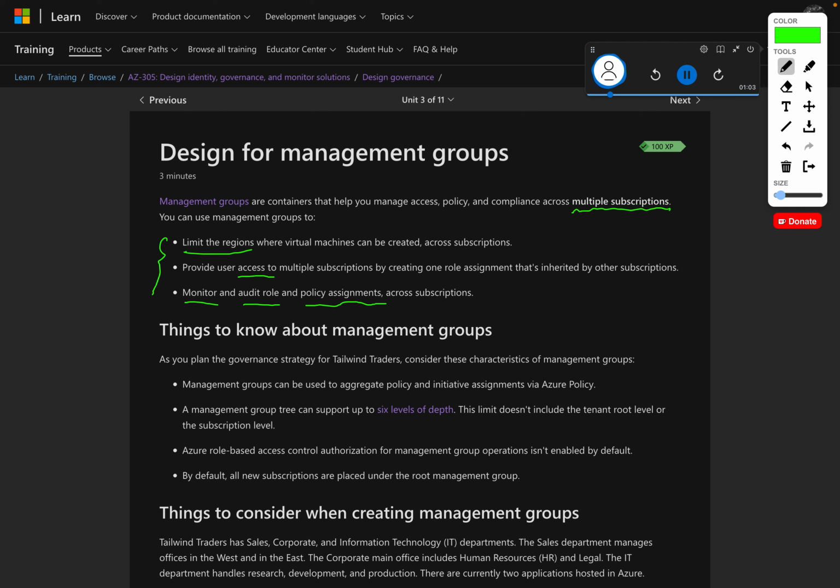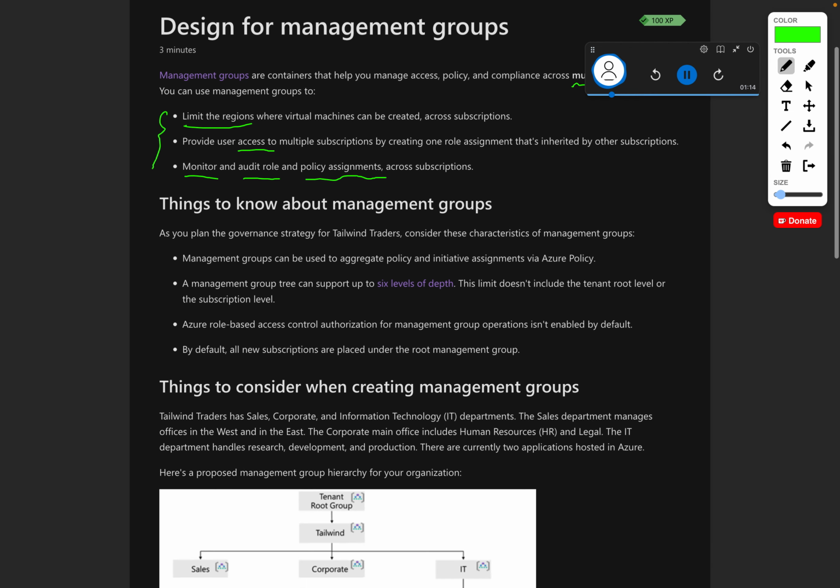Things to know about management groups. As you plan the governance strategy for Tailwind traders, consider these characteristics of management groups. Management groups can be used to aggregate policy and initiative assignments via Azure Policy. A management group tree can support up to 6 levels of depth. This limit doesn't include the tenant root level or the subscription level. Azure role-based access control authorization for management group operations isn't enabled by default. By default, all new subscriptions are placed under the root management group. Things to consider when creating management groups.